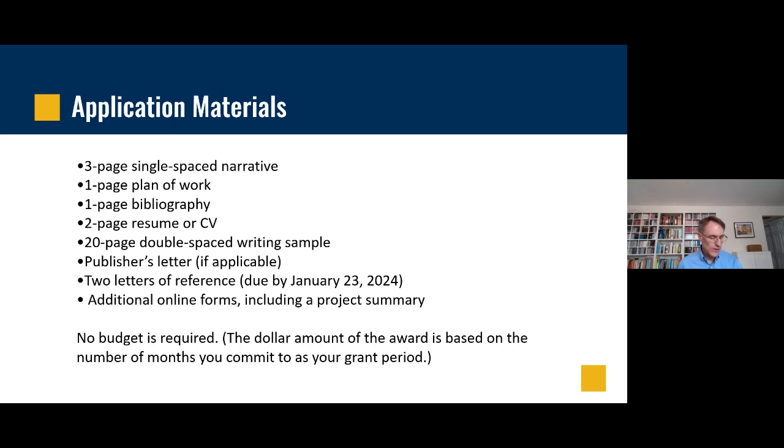There are some additional online forms in the application package asking you to provide a 1,000-character project summary, to identify your letter writers, and to list the locations where you'll be working during the grant period. No budget is required, and that's because, as I explained before, the dollar amount of the award is based on the number of months that you commit to as your grant period.